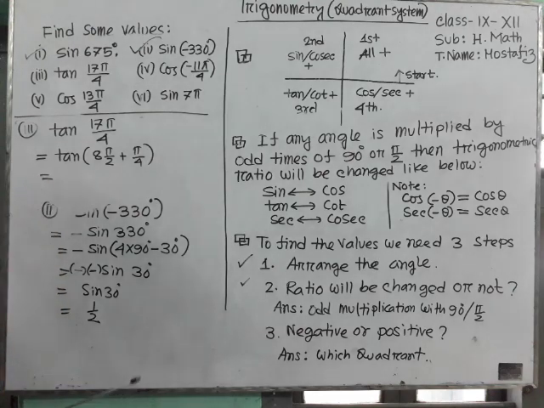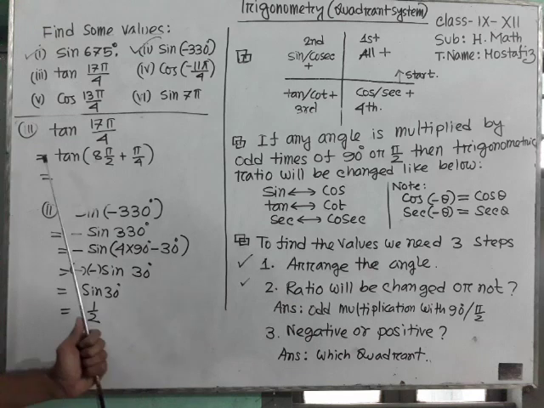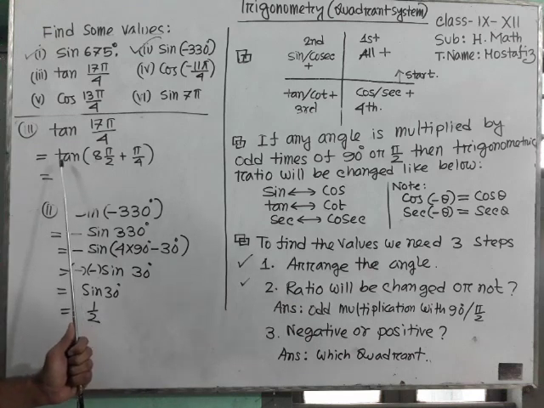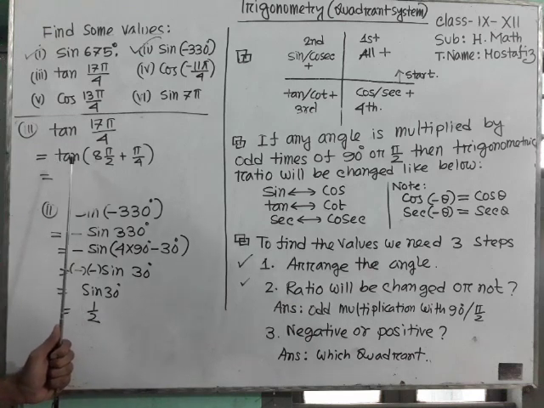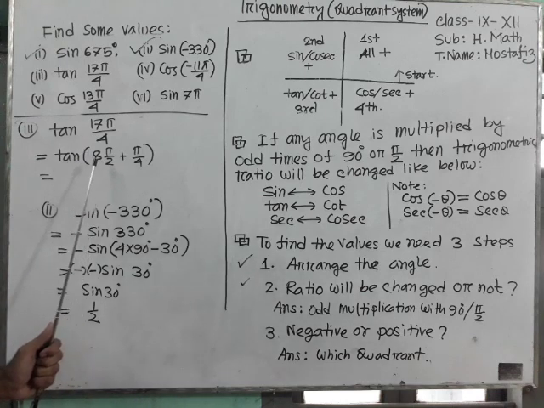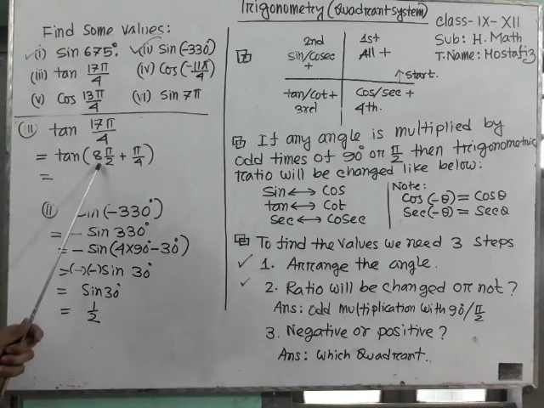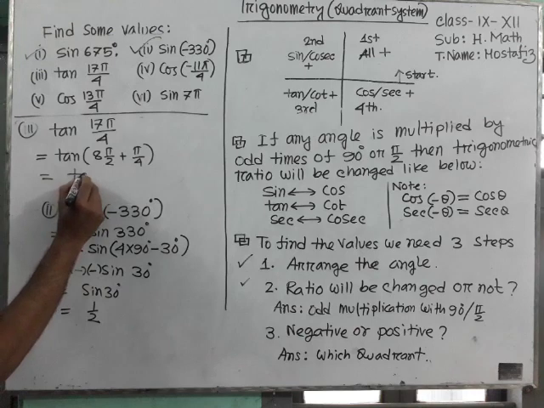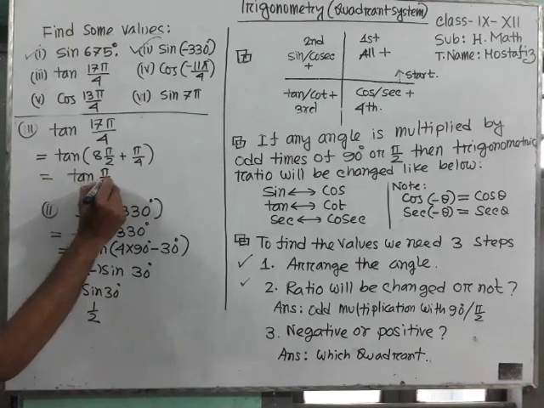Now come to the second step, whether the ratio will be changed or not. Here the ratio will not be changed because it is multiplied with 8. We know that 8 is an even number, so it will not be changed. So tan pi by 4.